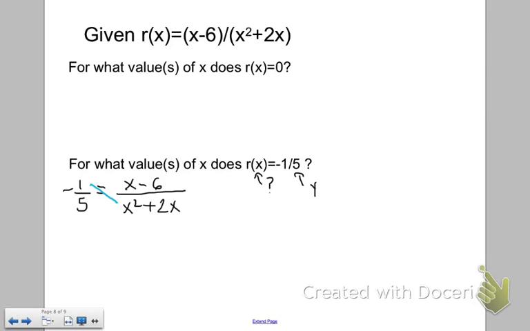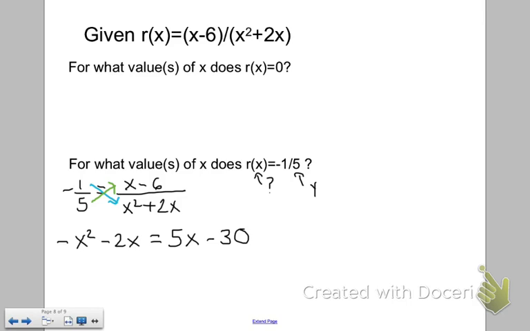So I'm going to do negative 1 times x squared plus 2x, and that's going to give me a negative x squared minus 2x. Make sure you give that negative to both pieces there. And I'm going to go the other direction as well when I cross multiply, and I'm going to have 5 times x minus 6. Remember that that 5 goes to that entire quantity, so that's going to equal 5x minus 30. Don't just give that 5 to one piece, give it to both.